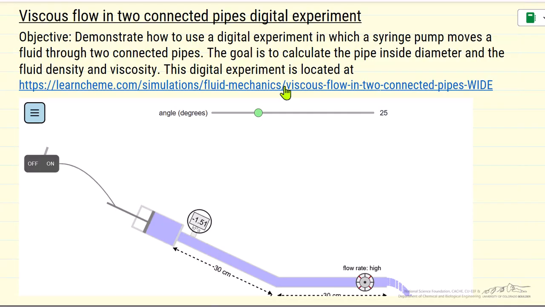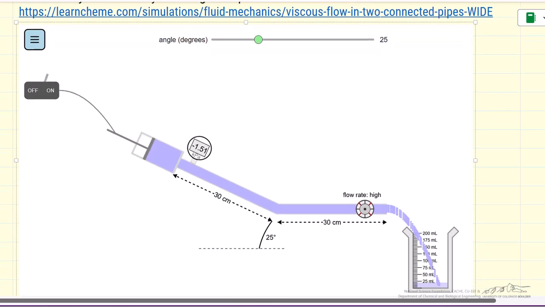I'll demonstrate how to use a digital experiment in which a syringe pump pushes a liquid through two connected pipes. And the idea is that you can calculate the inside diameter of the pipe and then the fluid density and viscosity by making measurements at several different angles for this pipe.